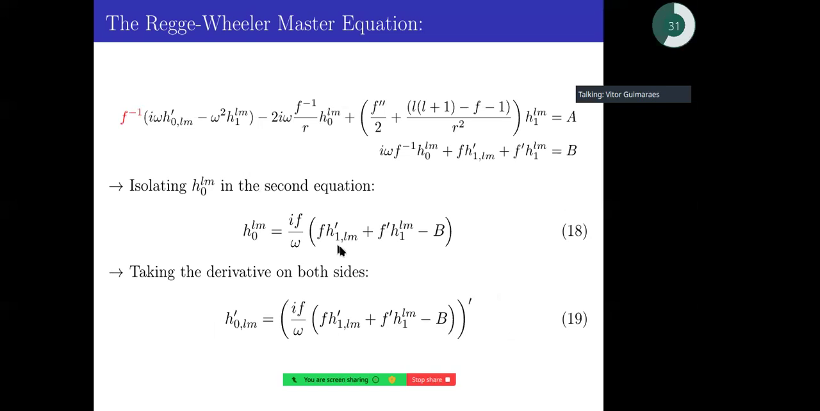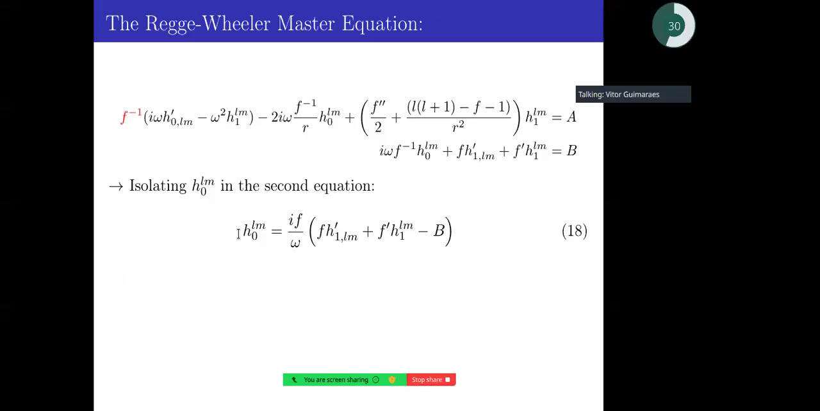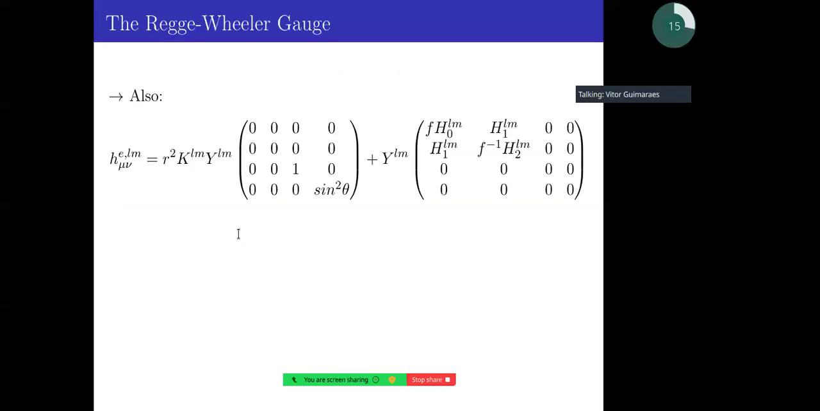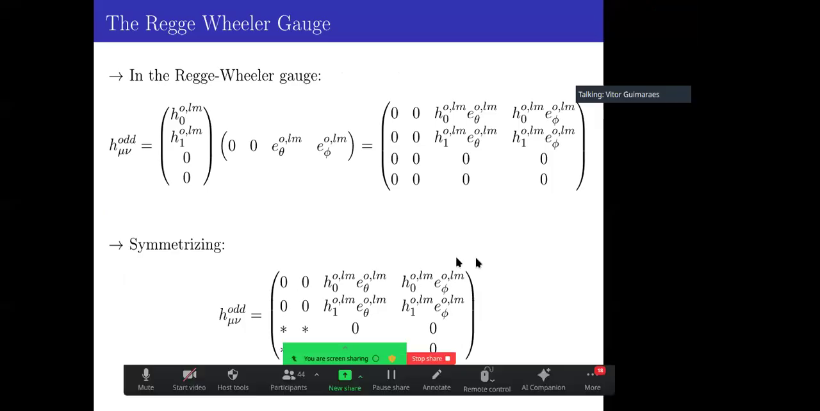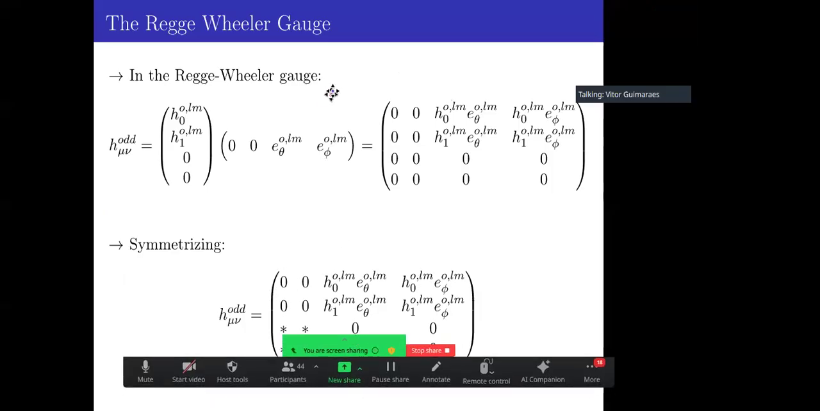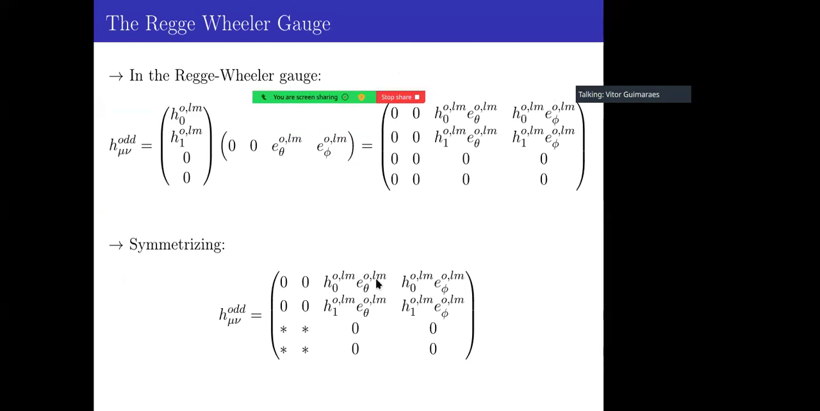Or more easily, in fact, putting this expression for H1 here and here, right? I'm sorry, I forgot that we have an expression for H0, right? So if we know who H1 is, take the derivative and put it here, take H1 and put it here, and we get who H0 is, and hence we have the full odd perturbation, right? Which is basically this. We put it back here with the basis of the angular part, right? And that's it. We have the whole odd perturbation.